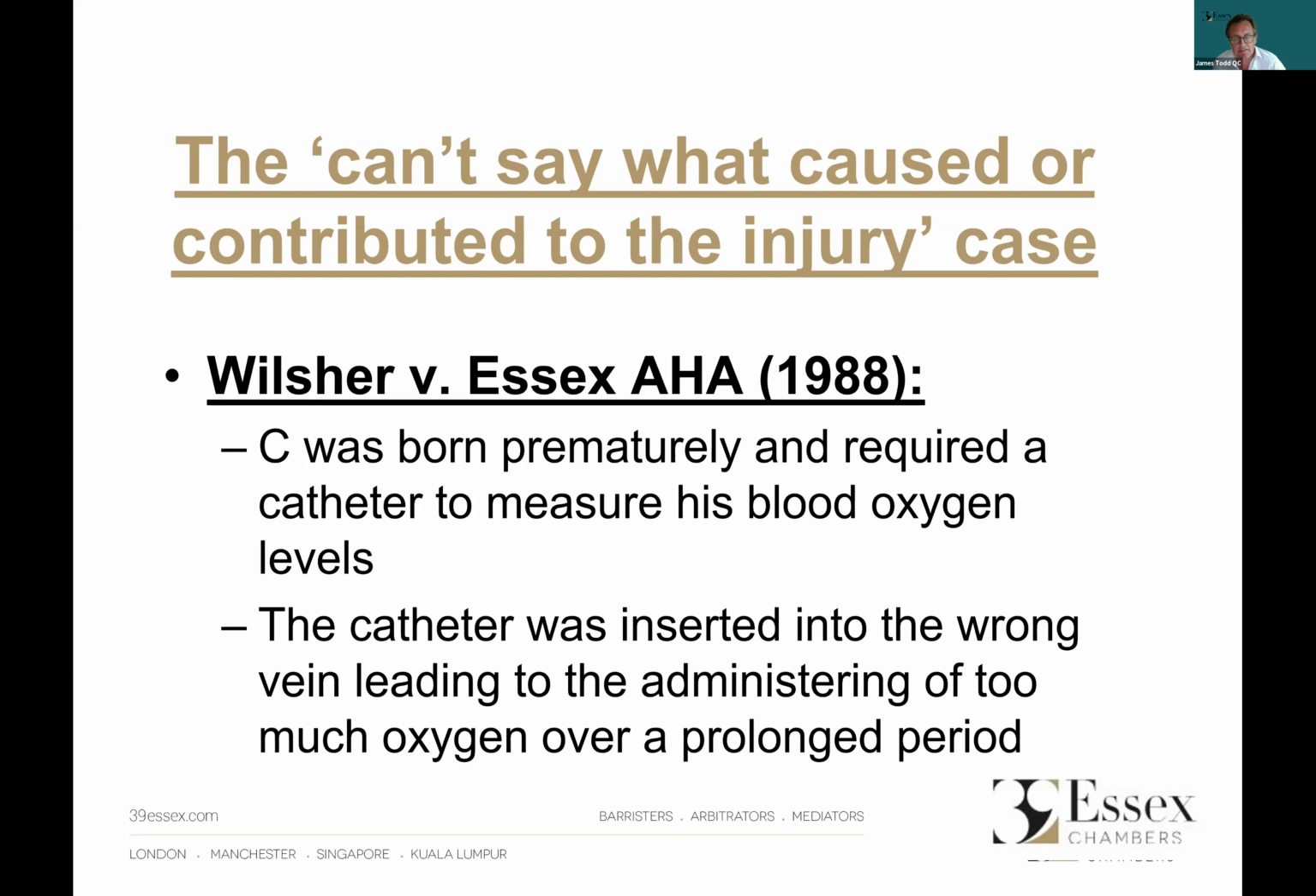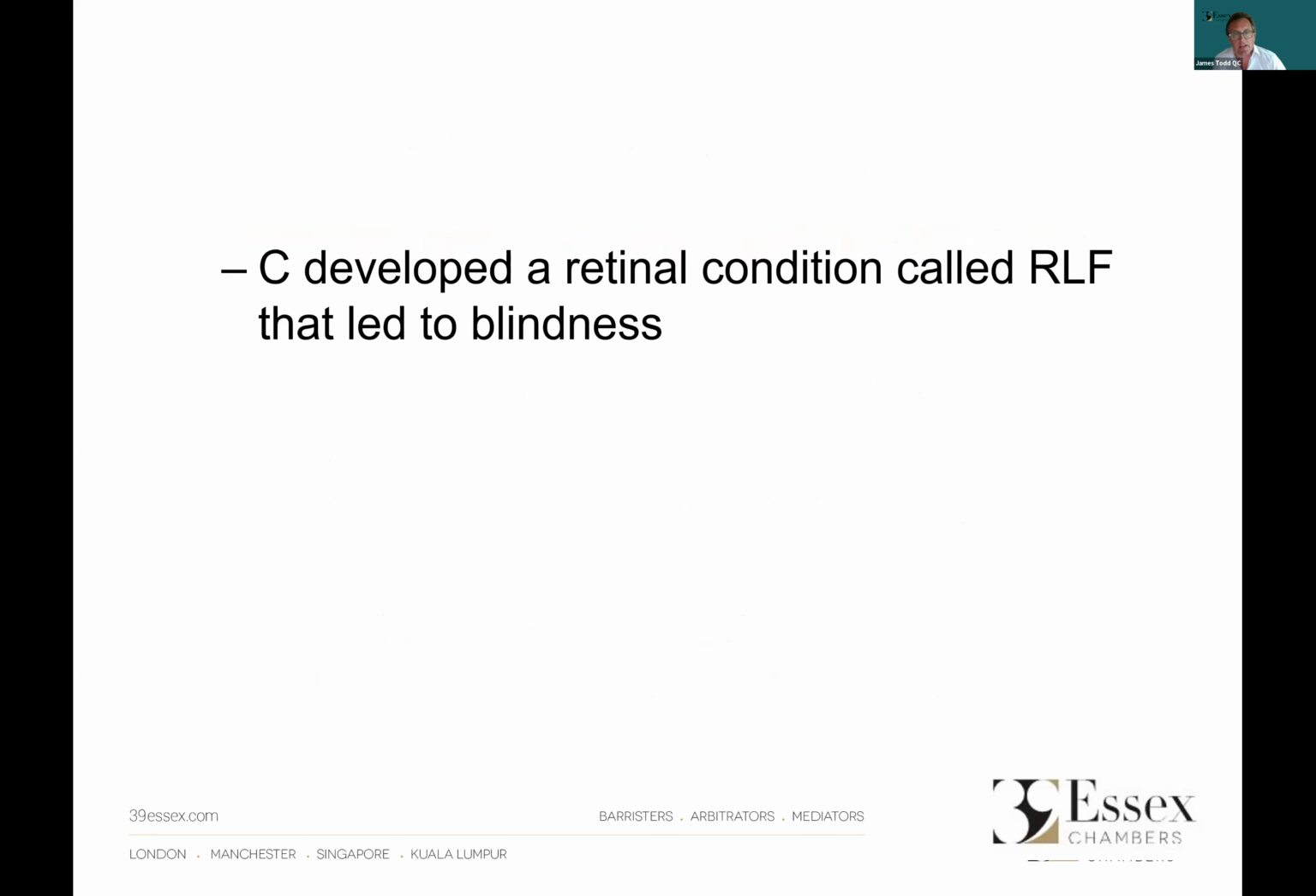an unfortunate baby who was born prematurely, and he required a catheter to measure his blood oxygen levels. Now, by negligence, the doctors inserted the catheter into the wrong vein, which meant that the machine was not properly measuring his blood oxygen levels, and he received for a long period too much oxygen. He went on to develop a condition of the retina called RLF, and sadly he went blind.